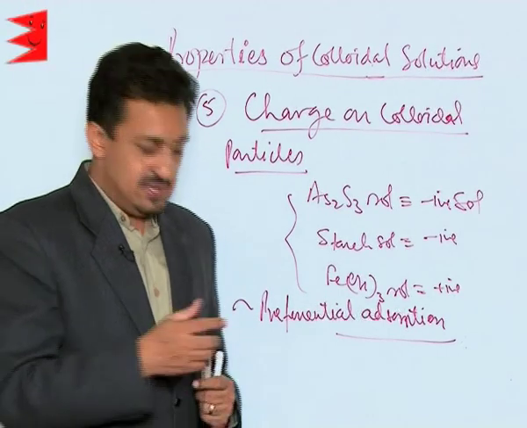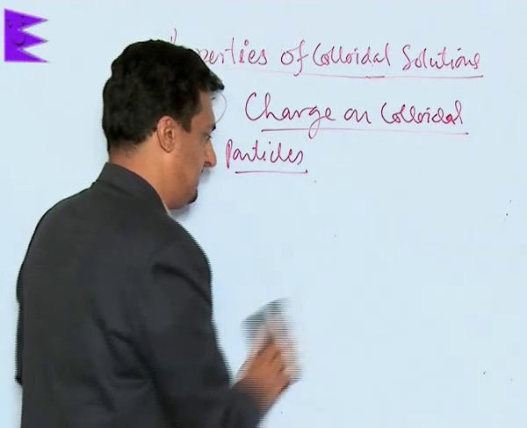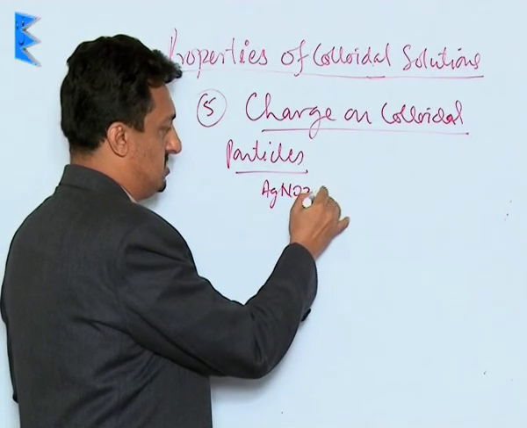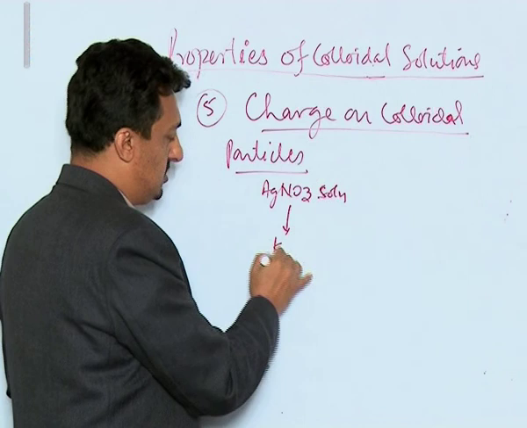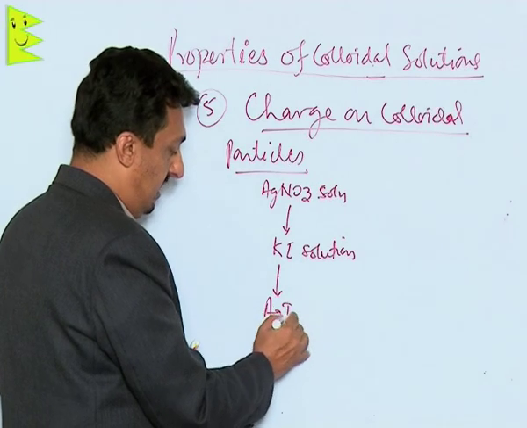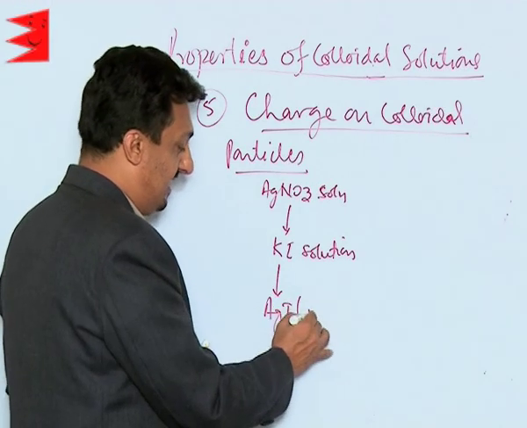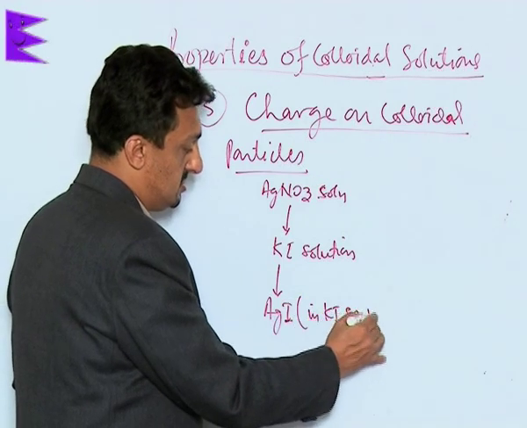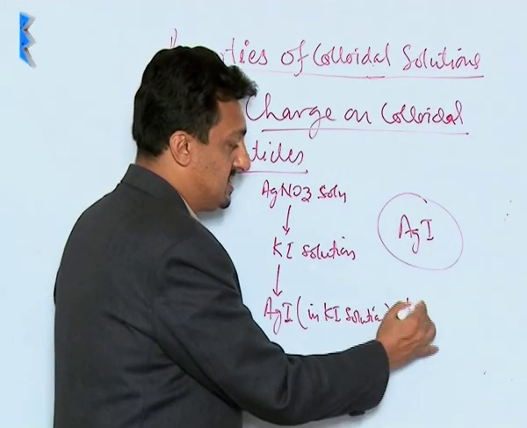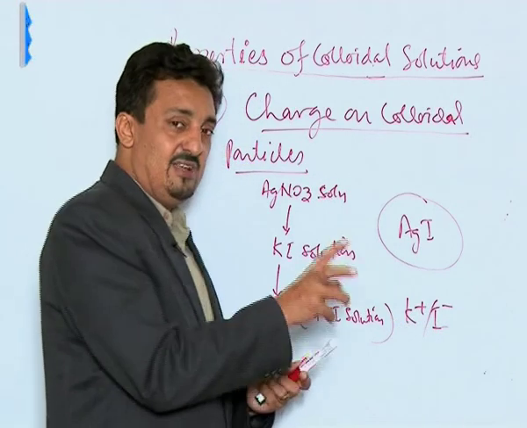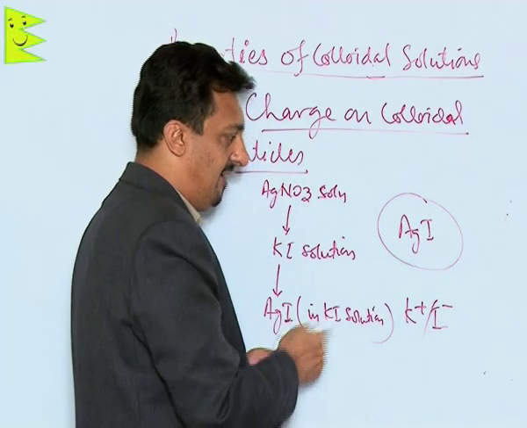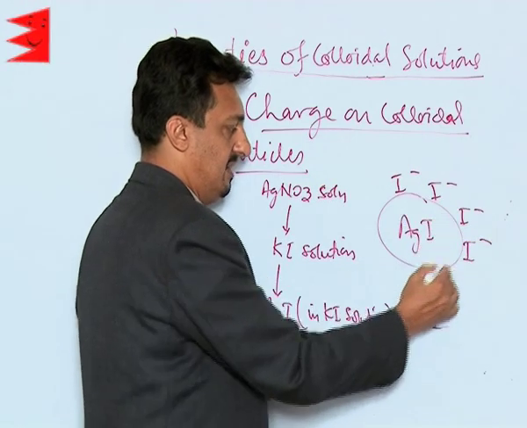Now this can be explained by taking an example. Like if silver nitrate solution is added to KI solution, we know we will be getting AgI precipitates, but this AgI is in KI solution. So what happens is, the AgI precipitates which you get, since the medium has K+ and I-, preferential adsorption of the common ion takes place. Now what is common between these two is the iodide ion. So the iodide ion gets adsorbed on it.